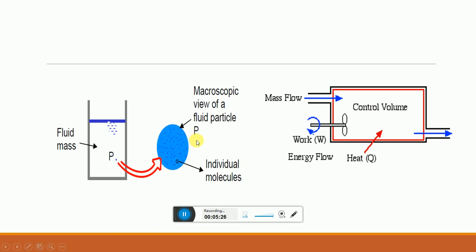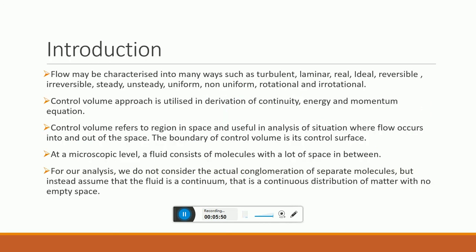That is why we call this the concept of continuum. We're going to assume that the molecules are in continuous form. We're not going to discuss individual molecules in detail, since we cannot study them, which is practically difficult. We take it on an average and conclude that the fluid is a continuum. For our analysis, we do not consider the actual conglomeration of separate molecules, but instead we assume that fluid is a continuum. Continuum means a continuous distribution of matter with no empty space.